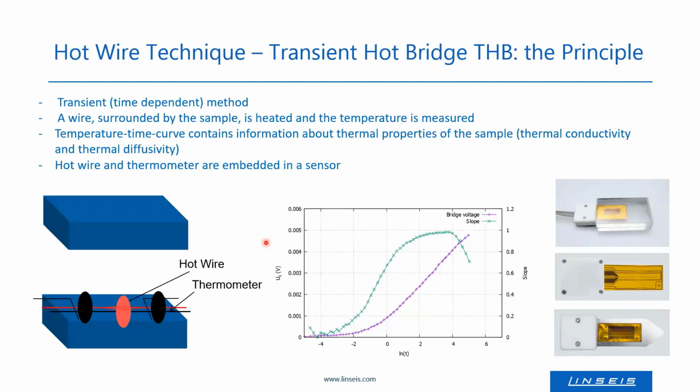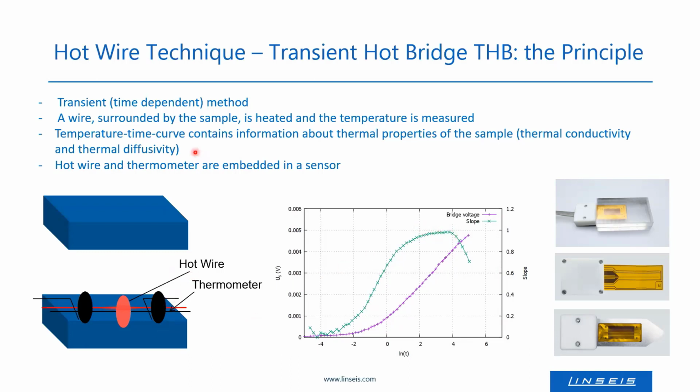The next transient method I want to introduce is a hot wire technique, the so-called Transient Hot Bridge, which is an improved hot wire technique. In these techniques, a wire is heated and it is surrounded by the sample, and the temperature is measured. And the temperature-time curves contain all data necessary for the calculation of thermal conductivity. So this is the temperature over logarithm of time curve, and from the slope represented in green, the thermal conductivity and thermal diffusivity may be calculated.